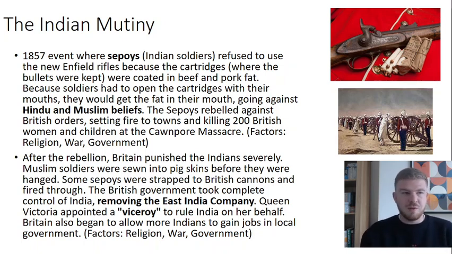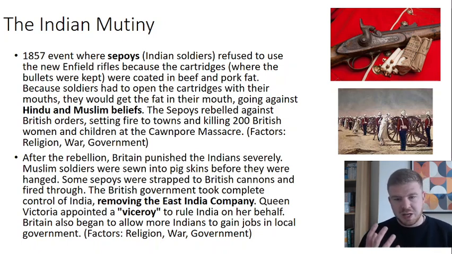The Indian Mutiny or the Indian Rebellion was in 1857, and that was where the Indian soldiers, known as sepoys, refused to use the new rifles that you can see pictured on the top right. They were Enfield rifles, but the cartridges where the bullets were kept were coated in beef and pork fat in order to make them pass easily through the machine. Because soldiers had to open the cartridges with their mouths, that went against their religious beliefs, because Hindus can't have beef and Muslims can't have pork.